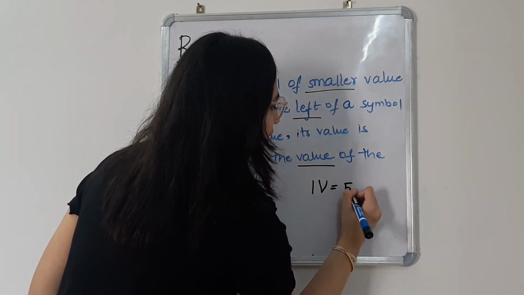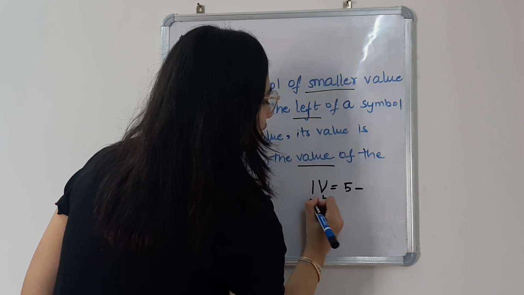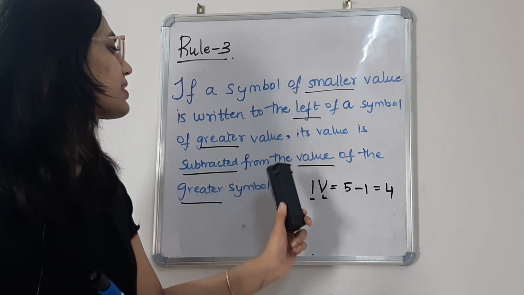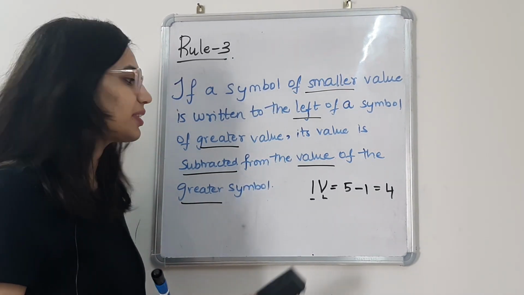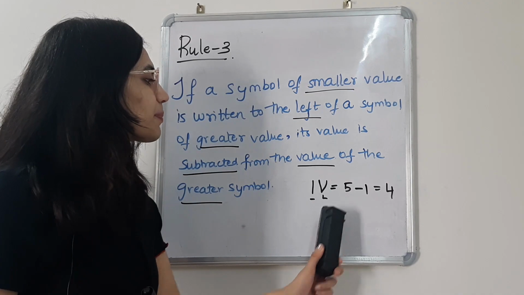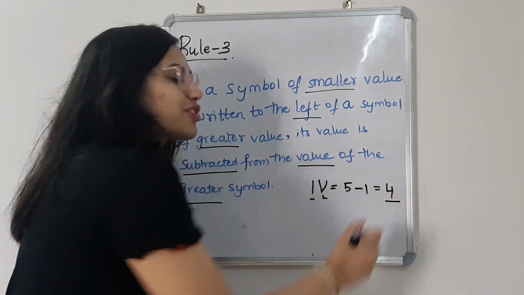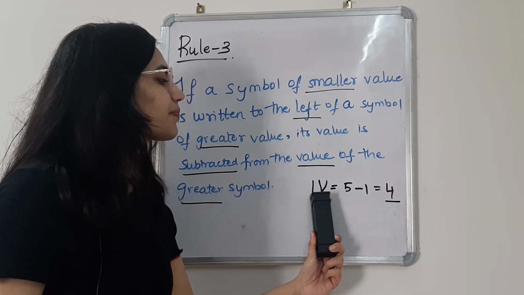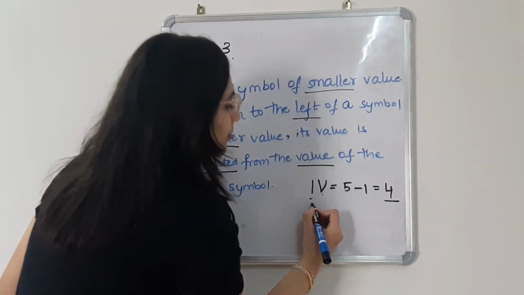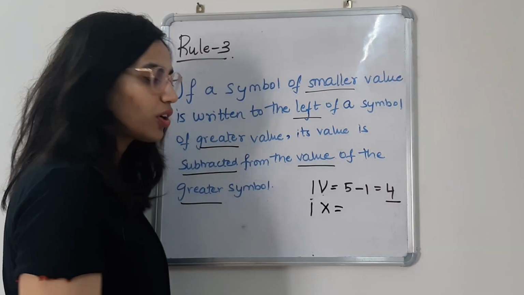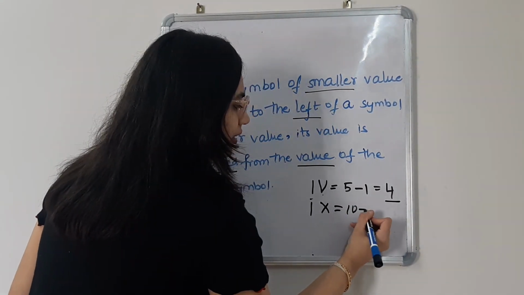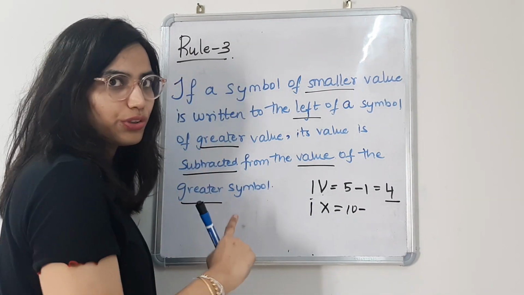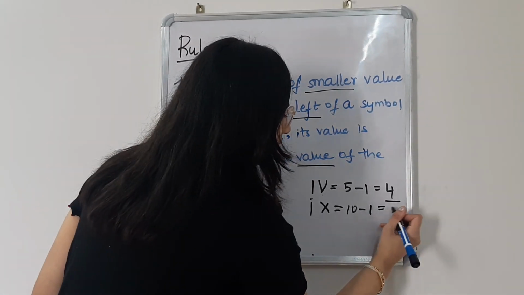That is, this is 5, this is 1. So he is saying that its value will be subtracted from the value of the greater symbol, that is 5, and 1. 1 will be subtracted from 5, that is 4. So 4 in Roman numerals is denoted as IV. Okay? In the same way, what is this? 10. And what is this? Because it's written to the left, not right, right? It will get added. The previous rule, rule 2. Left, it will get subtracted.